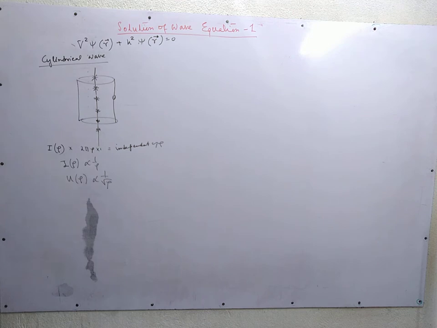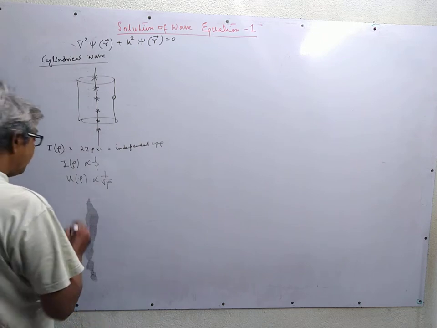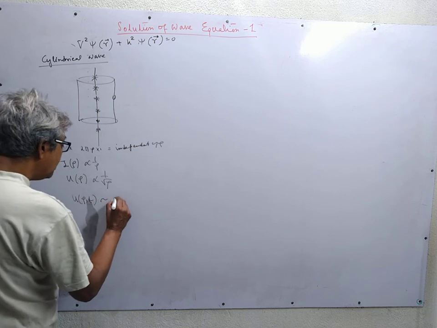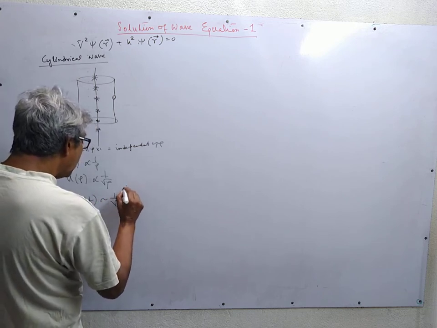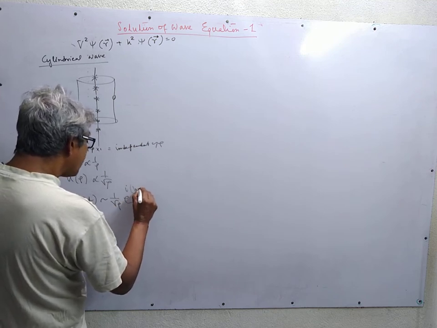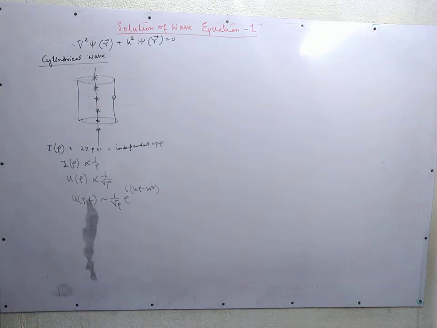This is the form of the amplitude as we assume from the physical consideration. Furthermore, if we consider psi of rho and t, then it should be 1 upon root rho, e to the power i (k rho minus omega t). This should be the form of the cylindrical wave.